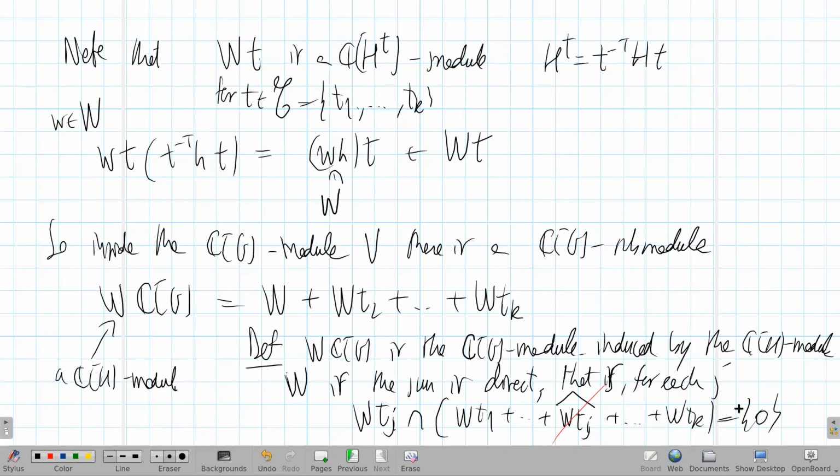Given a CH module W, there are many ways in which W could be a submodule of a CG module, and this induced construction is a particular case, but it's very important. It's very useful in practice, so the definition will justify itself. Now, my claim is the following.